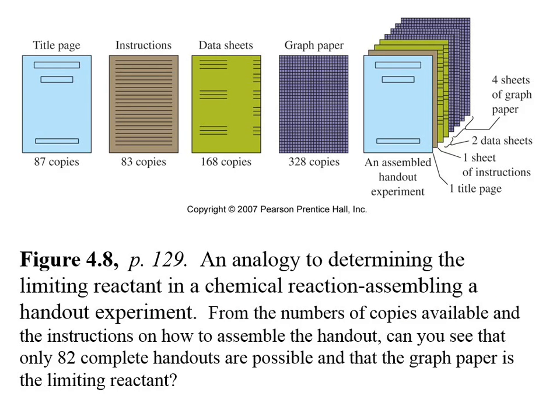All right, I'm not going to belabor this much, but all the information you need is here. Basically, they want a handout, and it's going to have one title page, one page of instructions, 2 data sheets, and 4 sheets of graph paper. As it turns out, the graph paper ends up being present in limited supply, but we could do it like we did our ham sandwiches.